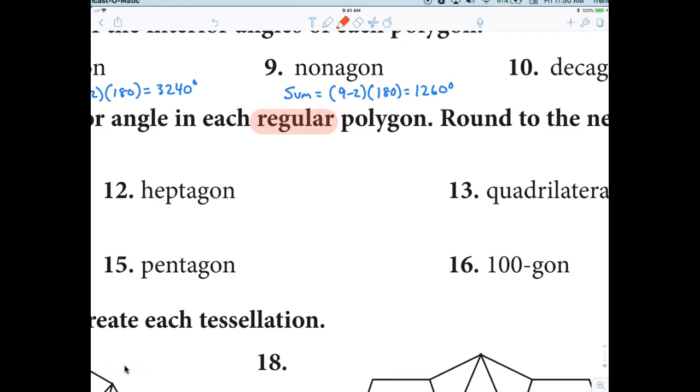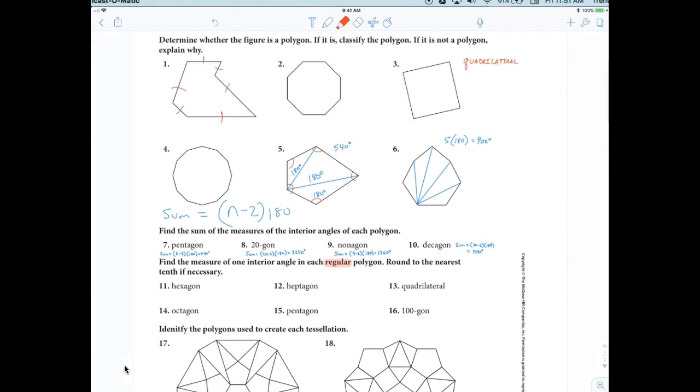A square is regular. A pentagon would be like. Okay, so which one of these, 1, 2, 3, 4, 5, 6 looks regular? 2, 3, and 4 look regular. So look, even if you don't know, you can say, I think those look regular.